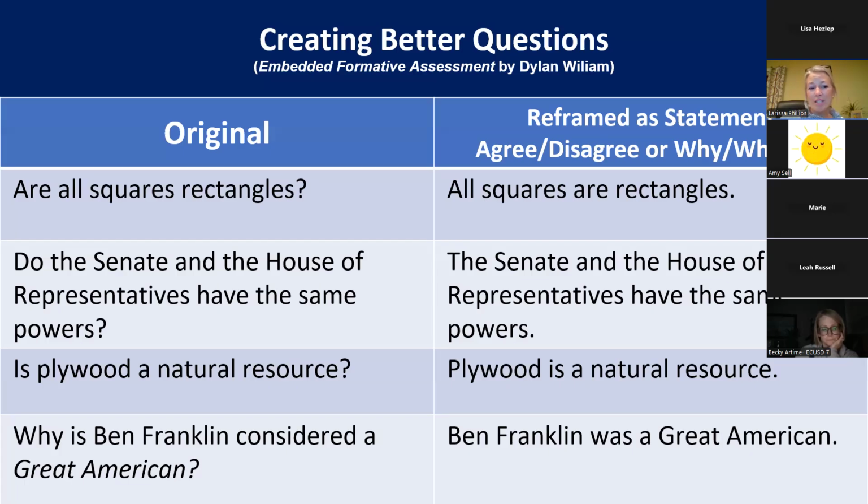And I love that a lot of these questions really do lend themselves to opportunities for students to talk to one another, maybe a partner, a small group. You could have some really valuable conversations around the text that they're reading with these different questions. I love this one about Ben Franklin. Agree, disagree: Ben Franklin was a great American, right? Versus, why is Ben Franklin considered a great American?